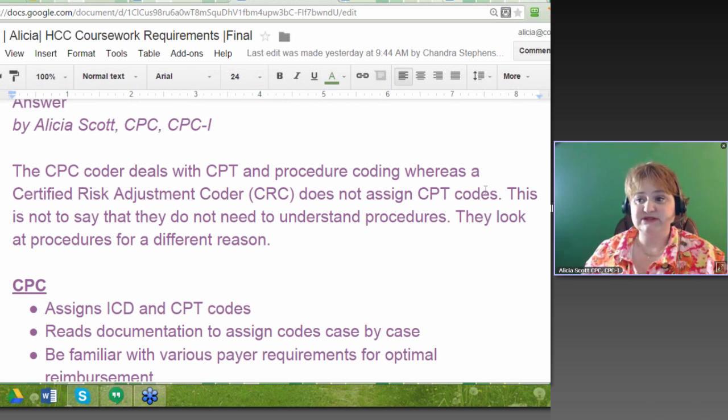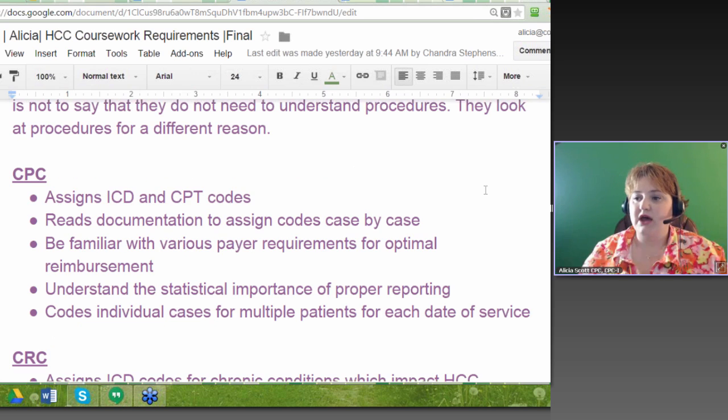So let's talk about the CPC first. You assign, again, ICD and CPT codes. You read documentation to assign codes case by case. You're familiar with various payer requirements for optimal reimbursement, right? And because they're quirky, what Medicare wants and what Blue Cross Blue Shield wants isn't necessarily what UHC wants.